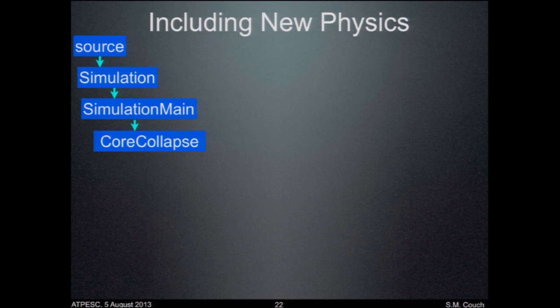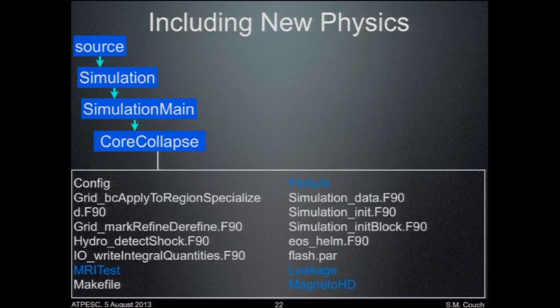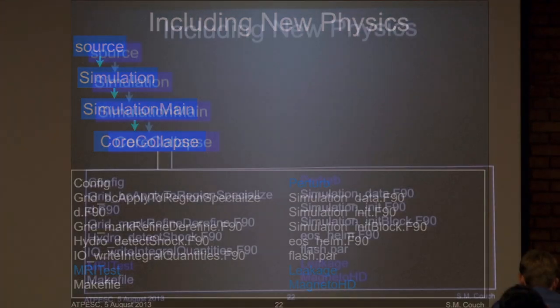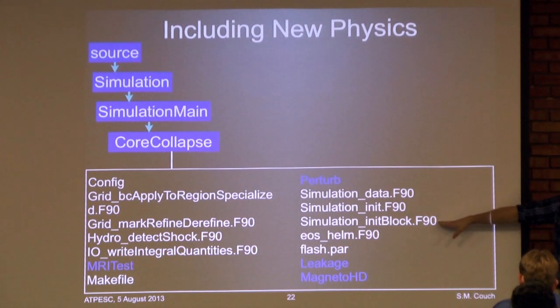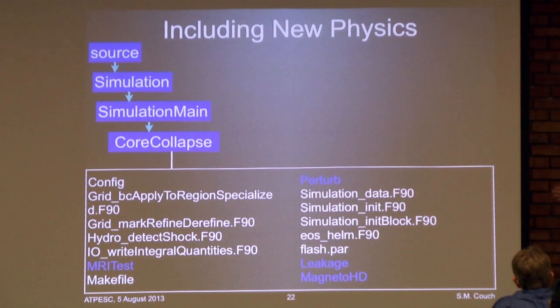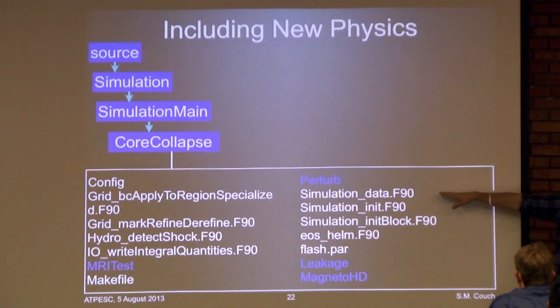So if we take the example of source simulation main, core collapse. So core collapse is a subunit of simulation, an alternate implementation of simulation main. If we look inside there, we've got a bunch of routines, many of which start with the capital S simulation. And so these are your standard routines that you expect to find in any sort of simulation. Init block is basically the initial conditions routine. Init does some basic one-time initialization stuff. Simulation data is a module that contains the local simulation data.